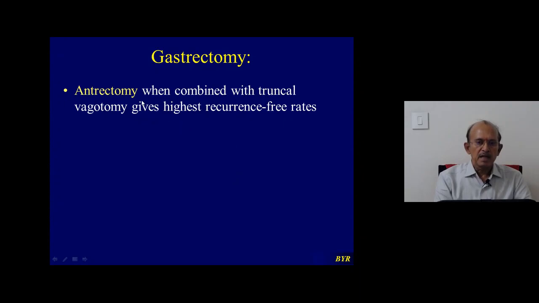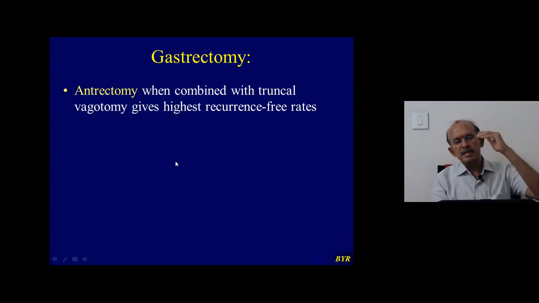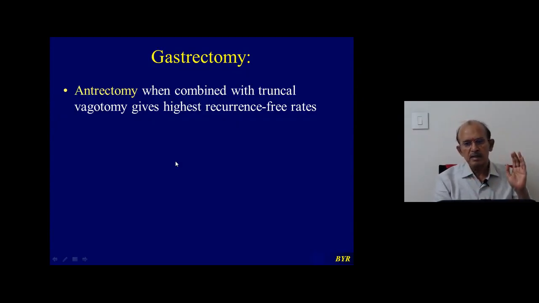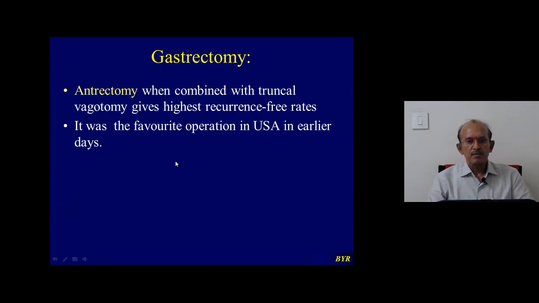Then the antrectomy operation, that means removal of the pyloric antrum, when combined with truncal vagotomy, gives the highest recurrence-free rates. Because when you are doing vagotomy, you are cutting the cephalic phase. When you are doing antrectomy, you are removing the gastrin phase. So both phases of acid secretion are being abolished. So there will be marked diminution in the acid production. In the days before PPIs, this was the favorite operation in the USA.